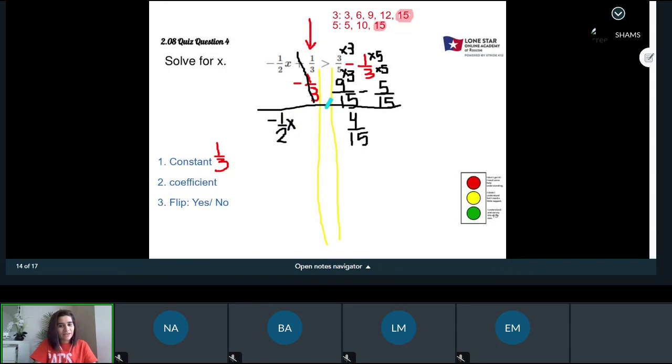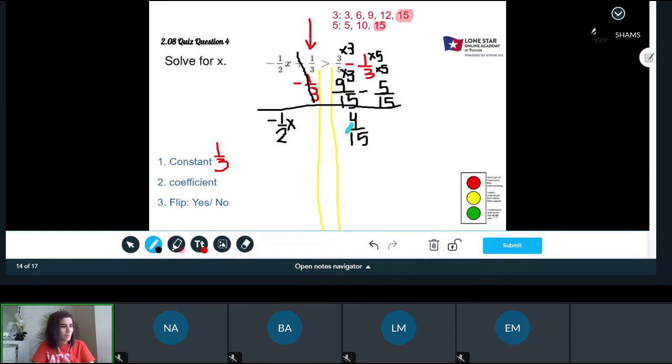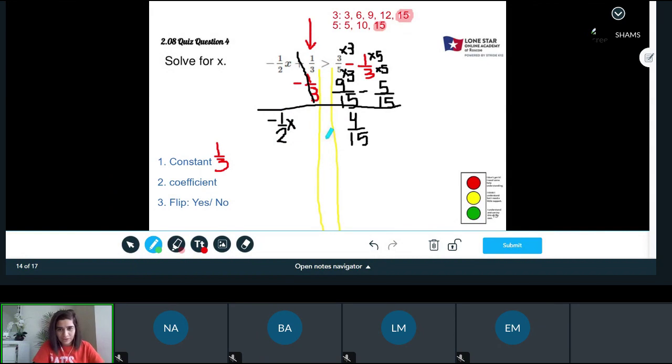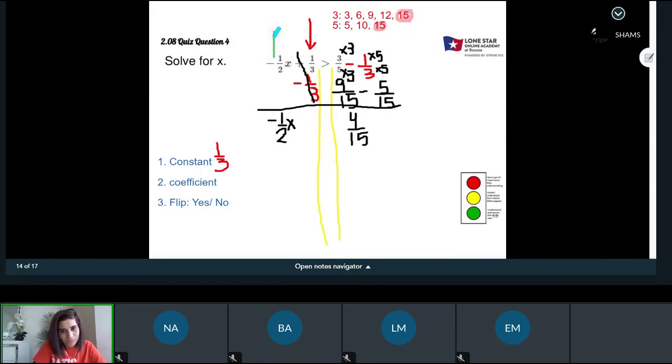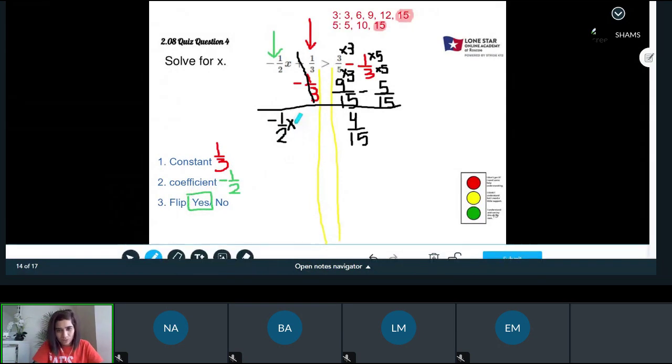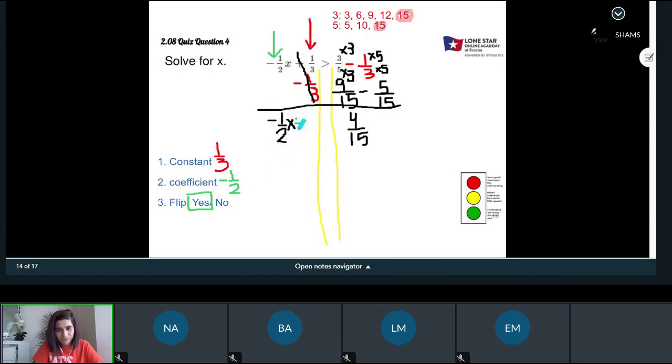To get rid of negative 1/2, I will divide both sides by negative 1/2. Another important thing to notice here, this is the coefficient, negative 1/2. And because the coefficient is negative, remember to flip the inequality symbol. I will absolutely flip. So to get rid of this negative 1/2, I'm going to divide both sides by negative 1/2.